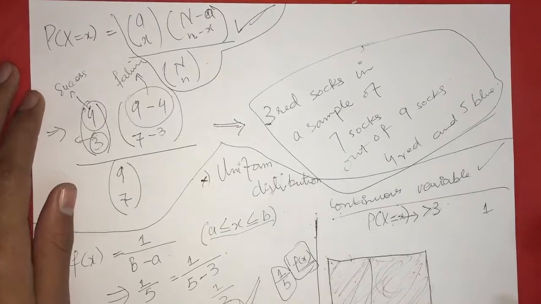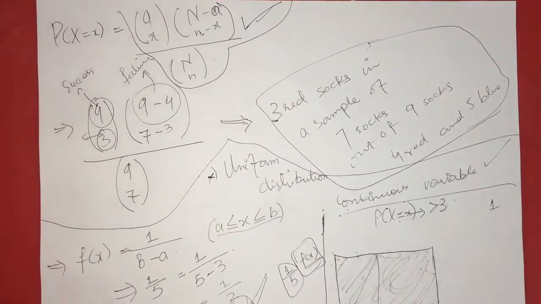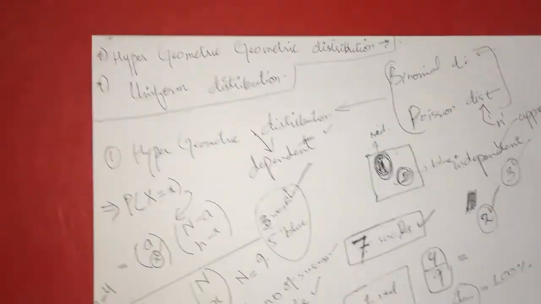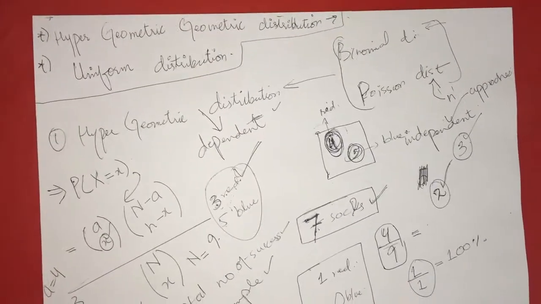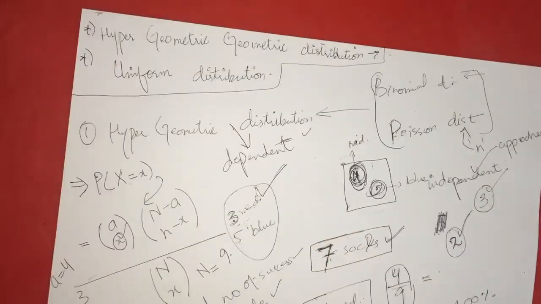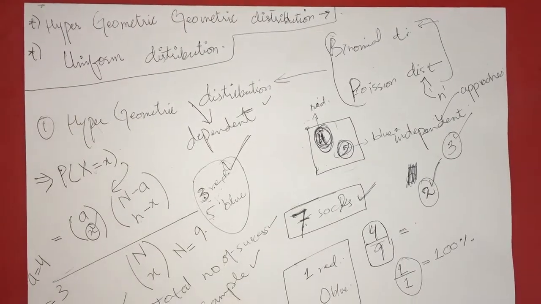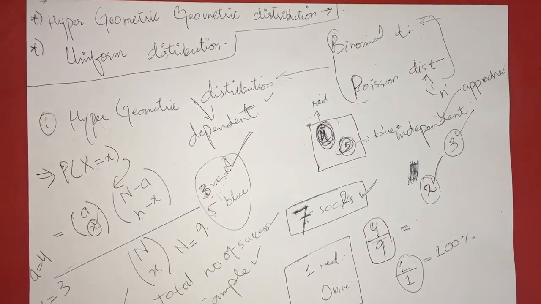So this was the uniform distribution for your continuous variable, and before that I explained the hypergeometric distribution. In tomorrow's video we are going to discuss the sampling distribution, the sampling distribution of the mean, and we're going to take out samples and calculate different statistics out of the sample, and we're going to take out samples to estimate the total population.